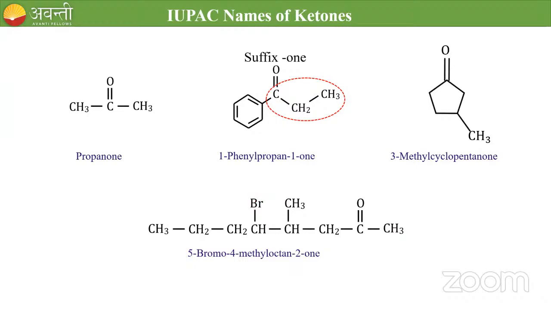According to the alphabetical listing, bromine comes first. B comes first, so it is 5-bromo, 4-methyl, octane. And to the second carbon, we have this ketone group, so it is octane-2-one. 5-bromo, 4-methyl, octane-2-one. Do any of you have any doubts in finding out the name of this compound?